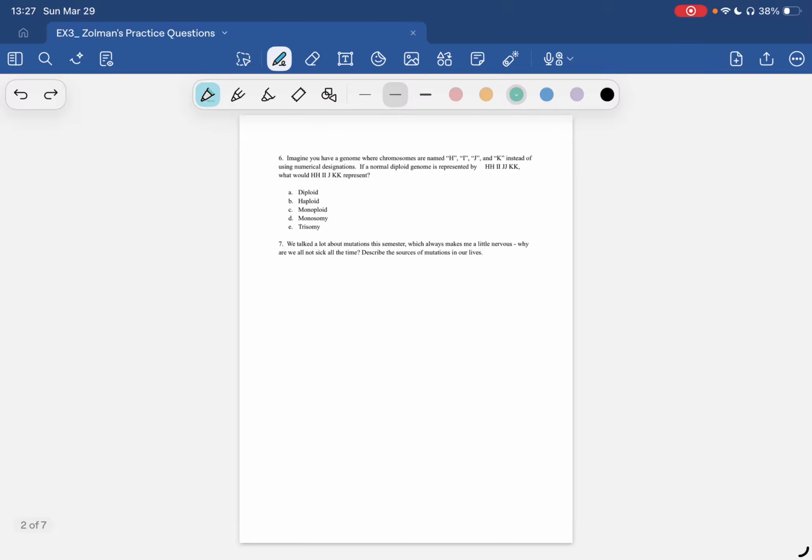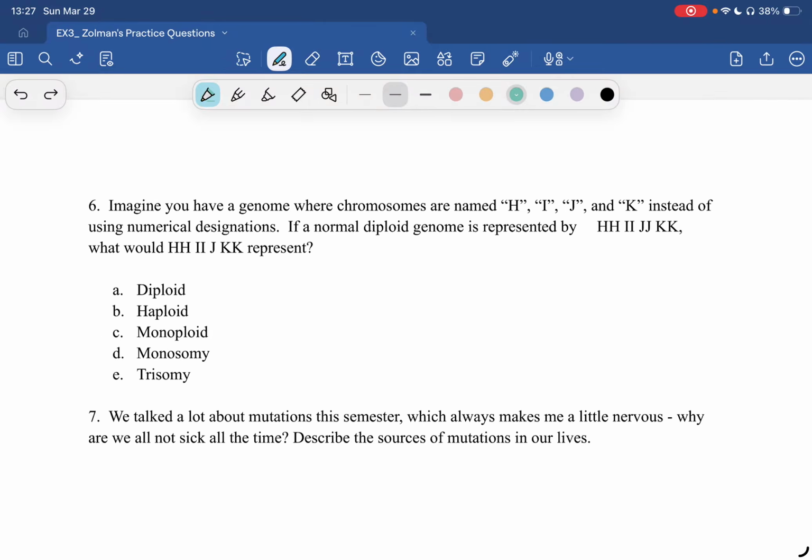Okay, last multiple choice question. Imagine you have a genome where chromosomes are named H, I, J, K instead of using numerical designations. If a normal diploid genome is represented by HHIIJJKK, what would HHIIJKK represent?